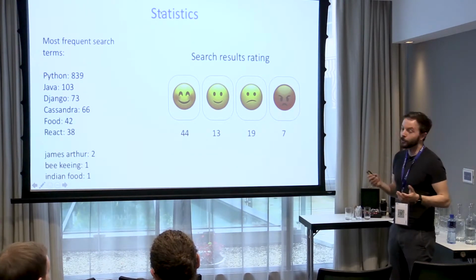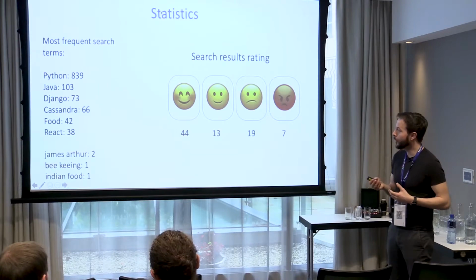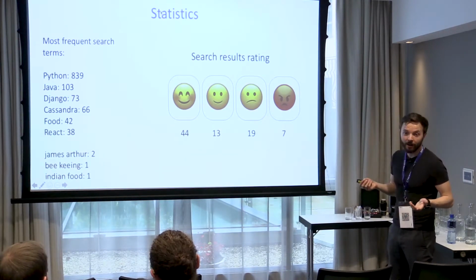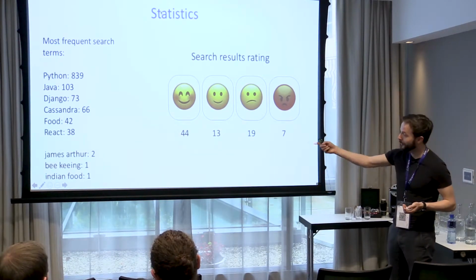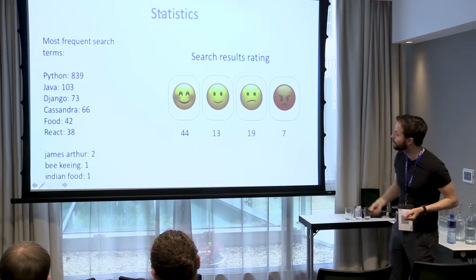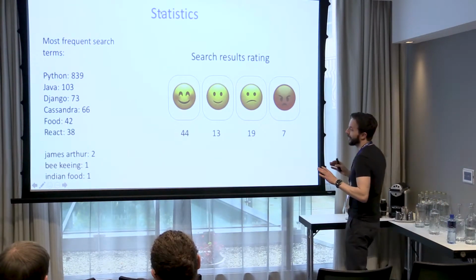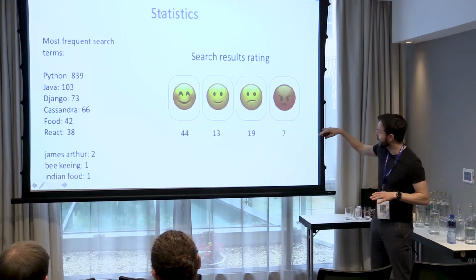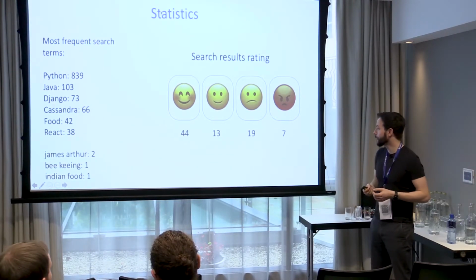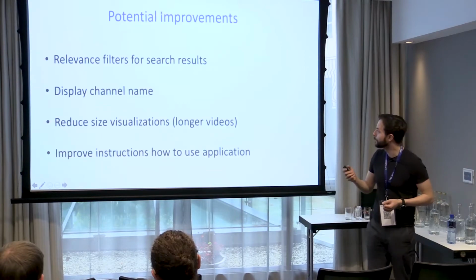We realized that users mostly search for Python, Java, Django, and sometimes they're hungry and they search for food. And if you see on the bottom, they love Indian food. And to evaluate the results, we implemented these emojis. And you can see on these emojis that mostly they like our website.